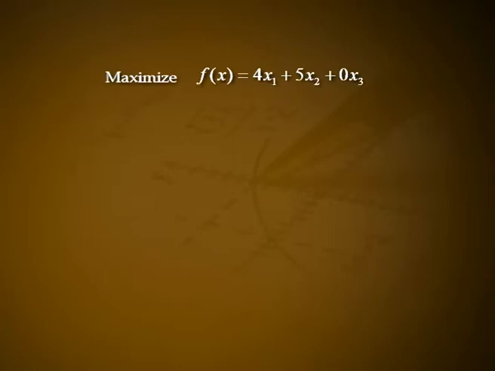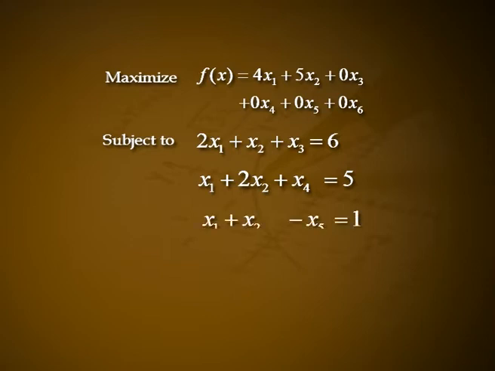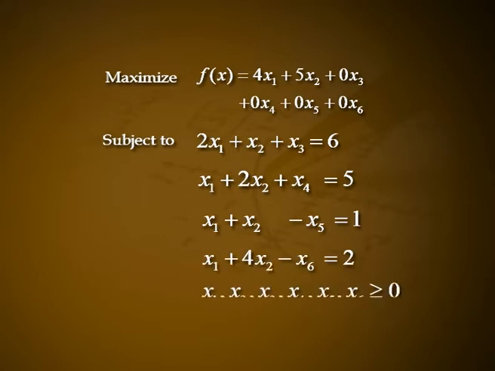Introducing slack variables and surplus variables, the problem in its standard form is: maximize f of x equal to 4x1 plus 5x2 plus 0x3 plus 0x4 plus 0x5 plus 0x6 subject to 2x1 plus x2 plus x3 equal to 6, x1 plus 2x2 plus x4 equal to 5, x1 plus x2 minus x5 equal to 1, x1 plus 4x2 minus x6 equal to 2, x1, x2, x3, x4, x5, x6 greater than or equal to 0.